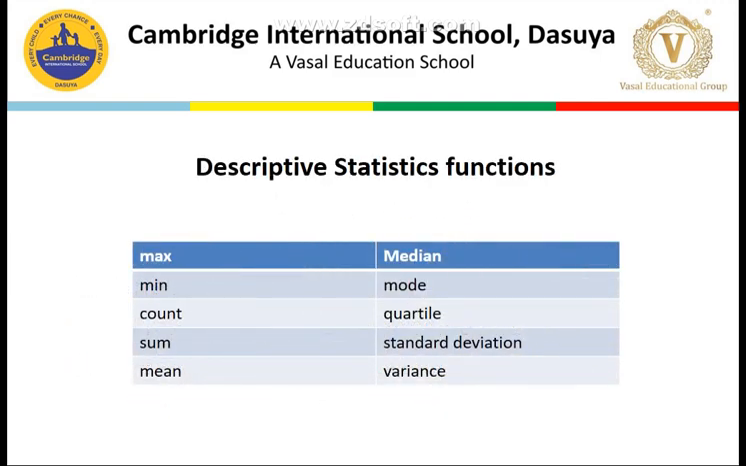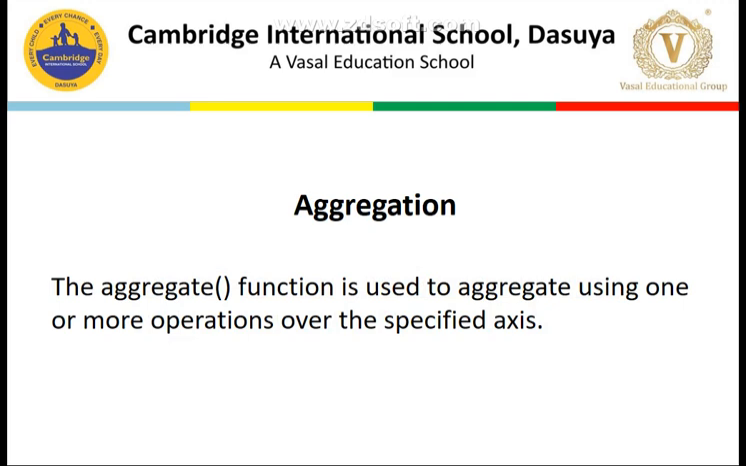Students, in descriptive stats we have covered these types of functions: max, min, count, sum. These are also called aggregation functions. Then statistical functions like mean, median, mode, quartile, standard deviation, and variance. Applying these functions and understanding their meaning is equally important. Aggregation is basically summing up the values. It is an operation applied on multiple values with the specified axis, the rows and columns.